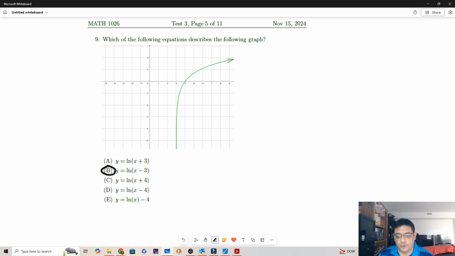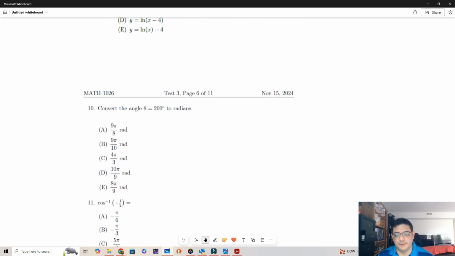Because when you plug in 4, you get 4 minus 3. So log of 4 minus 3 is log of 1, and that's going to give me a 0. Also, this means that we have an asymptote at 3, which is just the point that we have over here. So that kind of makes sense. So this is our answer for question 9.